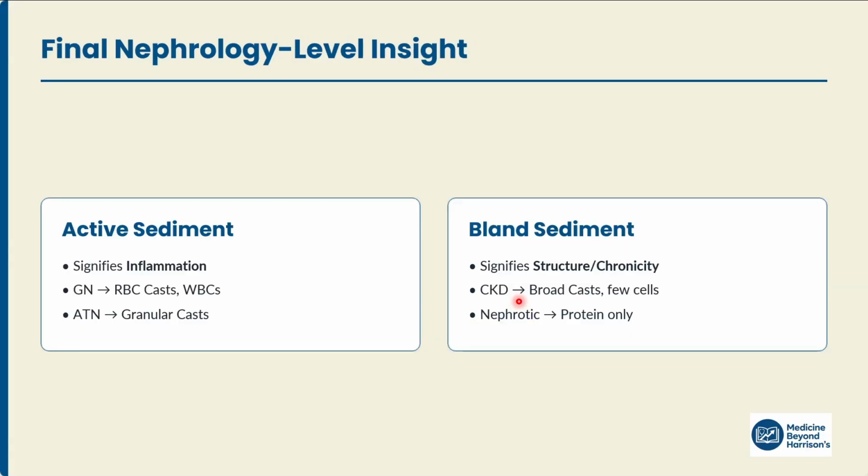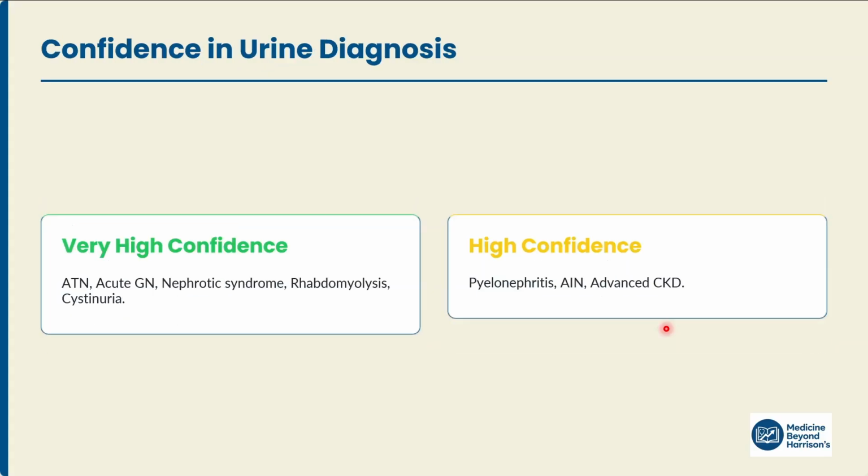So, final insights. Active sediment, if it is present, suggests inflammation. Glomerular nephritis, there will be RBC casts and WBCs. In acute tubular necrosis, there will be granular casts. Bland sediment, if it is present, signifies a structural and chronicity problem. In CKD, there will be broad casts and few cells. Nephrotic, there will be protein only. So there are a few conditions that could be diagnosed with very much confidence based on the urine routine alone.